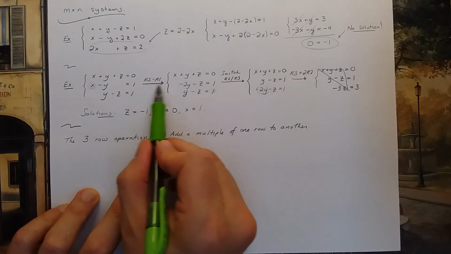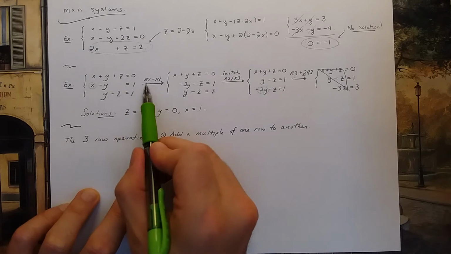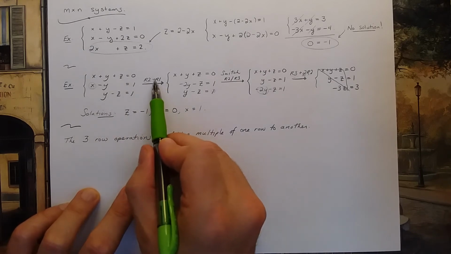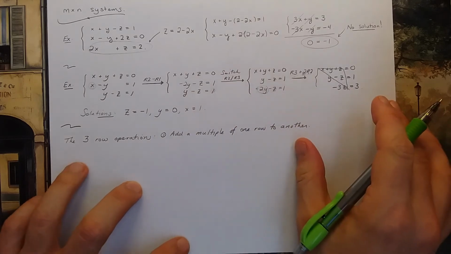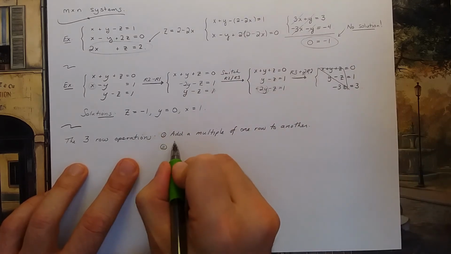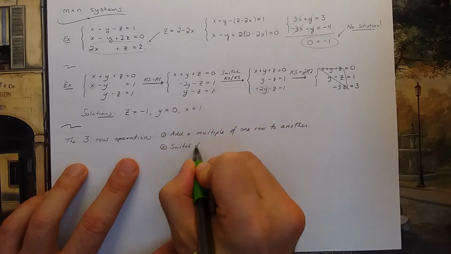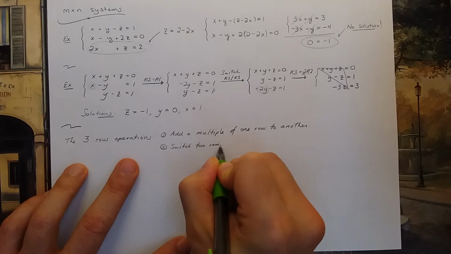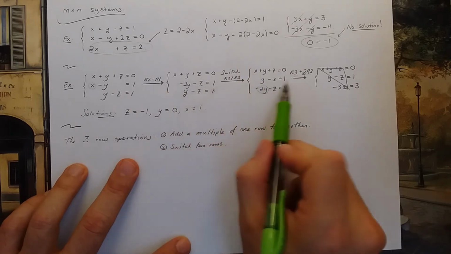I did it in the first step here, and this step here, I took row 3 and added a multiple of row 2. I took row 2 and added a multiple, that multiple was -1, of row 1. So that's a row operation that you're permitted to use. The second row operation is you can switch 2 rows.